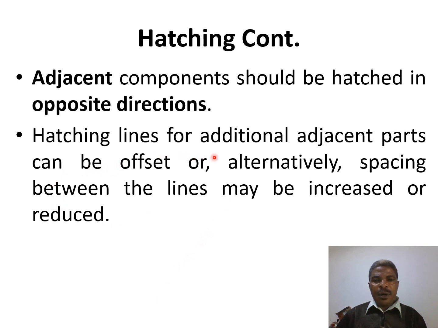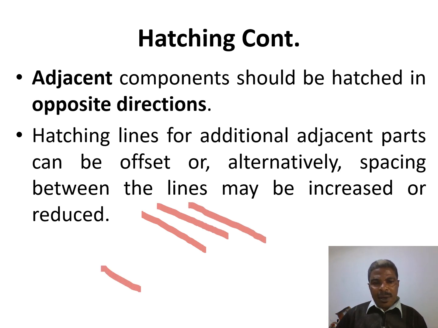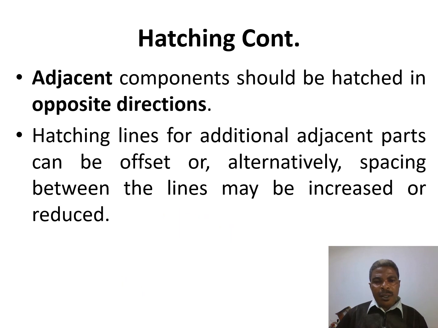Hatching lines for additional adjacent parts may be offset, or alternatively, the spacing between the lines may be increased or reduced. This is another means to indicate that they differ very much. You can use different spacing, where the other one could be much smaller. This will indicate that these two materials differ very much.